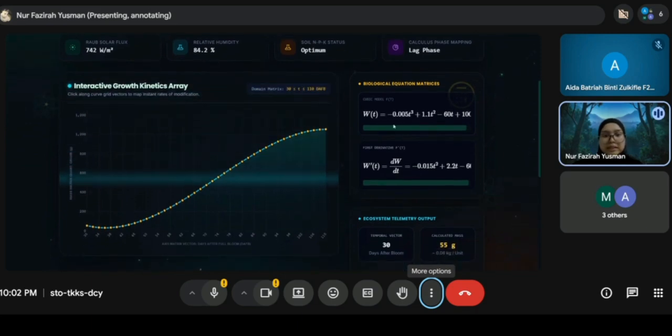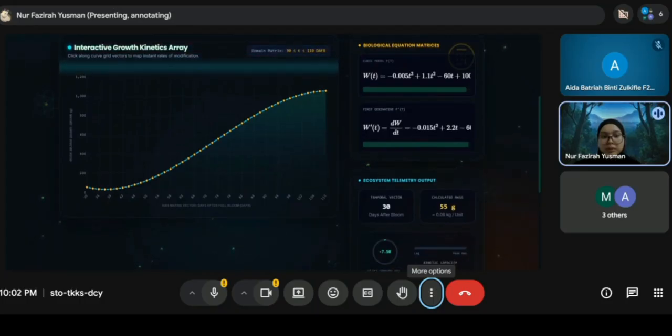My website processes this telemetry through a cubic growth model F(t) across a domain of 30 to 110 days after full bloom. To find the exact speed of development, I apply foundation calculus, specifically the first derivative W'(t). While the standard cubic model only tells us the weight, the first derivative tells us the instantaneous growth velocity.